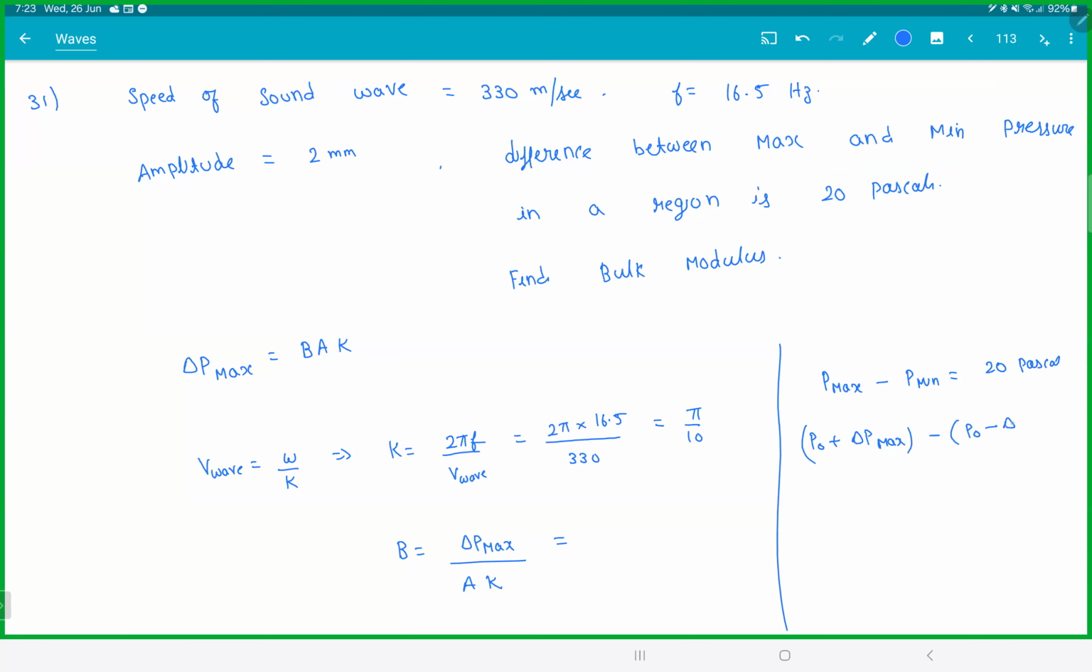P min is P naught minus delta P max. So delta P max will be 10. So be careful. If you put 20, you'll be gone. I didn't say the maximum change in pressure is 20. So this is 10 and A is 2 mm. So 2 into 10 to the power minus 3 and this is pi by 10. So you'll get the answer from there. Easy? That's it. That was the main trap: that P max minus P min is 20 pascals. Everything else was fine. Next one.